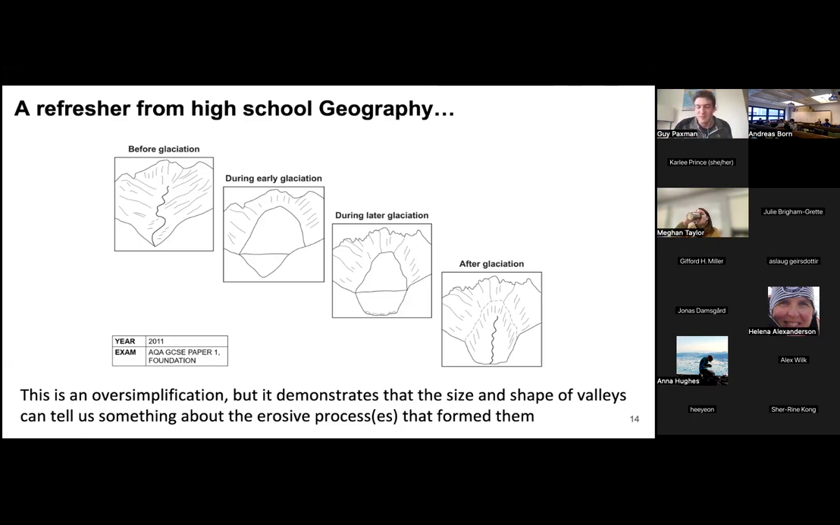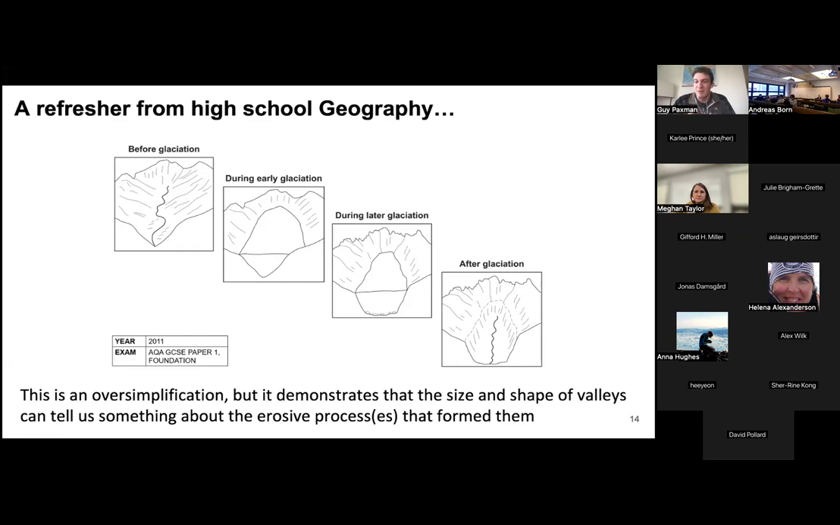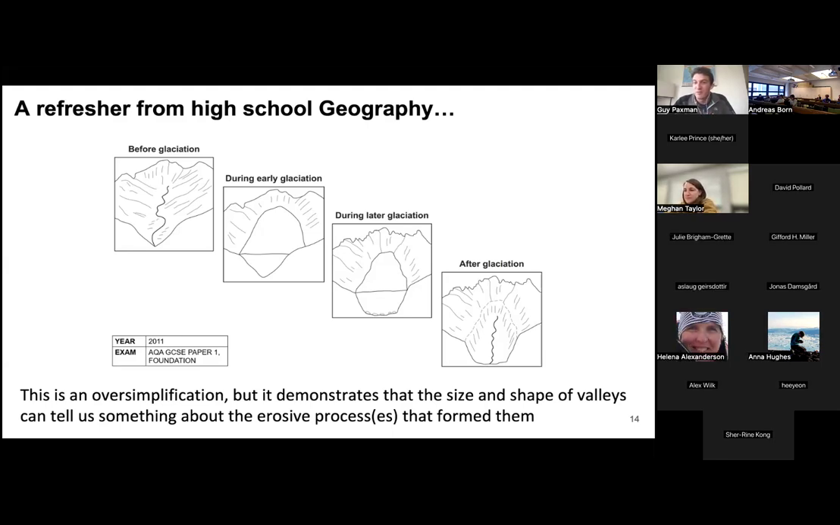I think it's fair to say that this simple V versus U-shaped valley paradigm, if you like, is oversimplified, and there are many things that can control what valleys look like. But I think what this does demonstrate is that the size and the shape of valleys can tell us something quite informative about the erosive process or processes that might have formed them. And that's something that I want to take advantage of here.